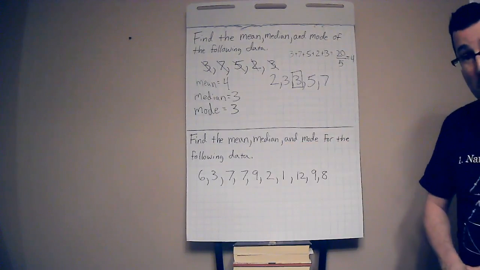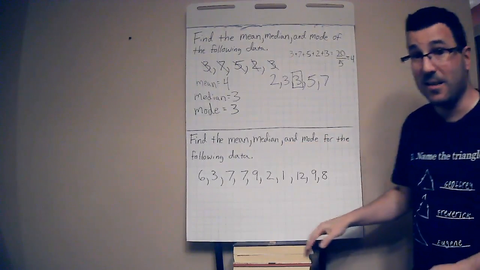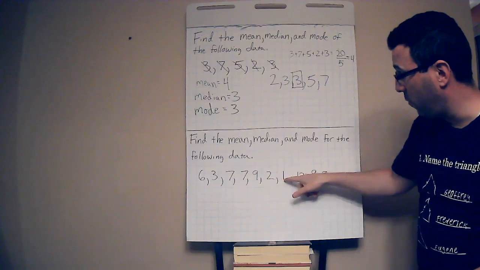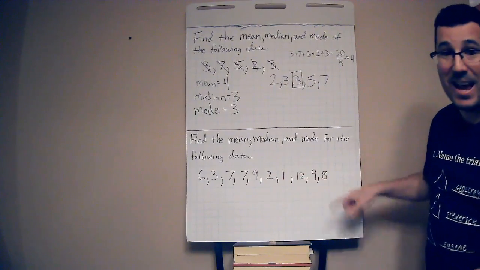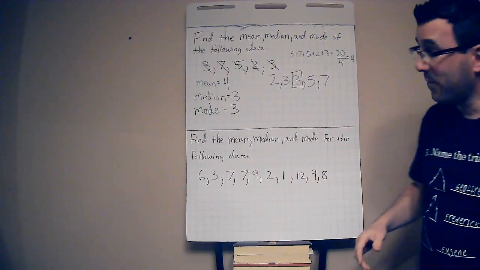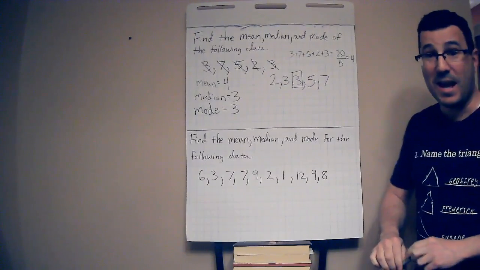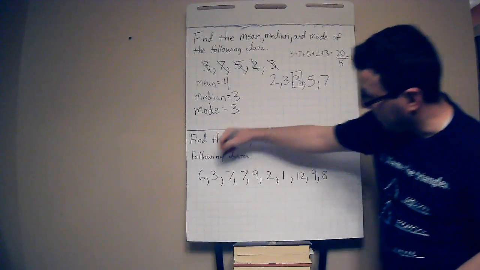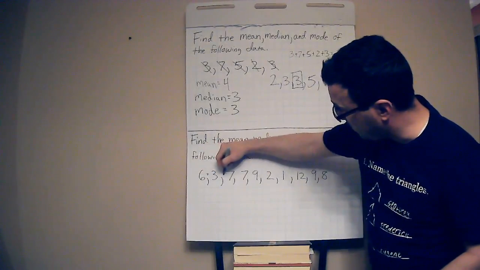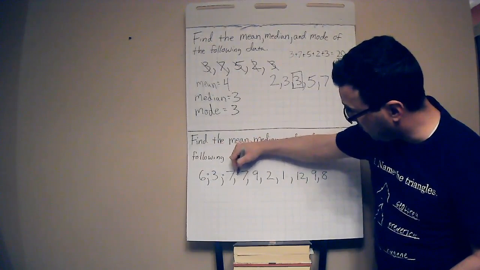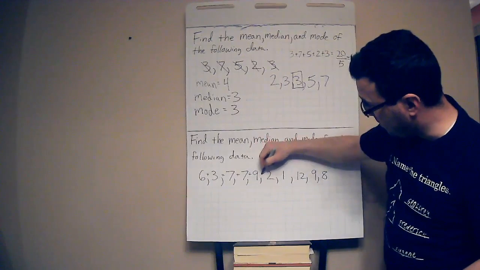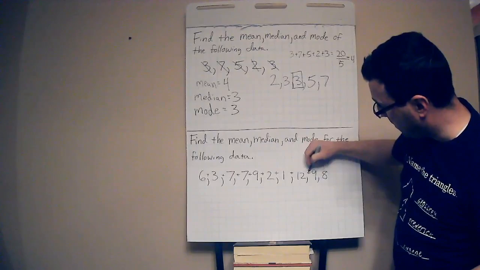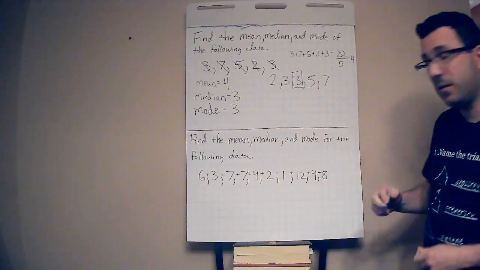So if we look at the next one, find the mean, median, and mode for the following data. You'll notice a lot of data. 6, 3, 7, 7, 9, 2, 1, 12, 9, 8. A lot of numbers there. First thing I'm going to do is add these all up. Because I have a limited amount of space, I'm going to do a little cheat here. Plus, plus, plus, plus, plus, plus, plus, plus, plus.